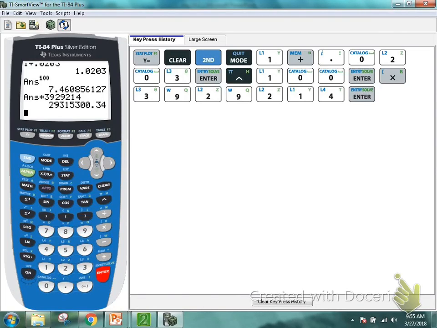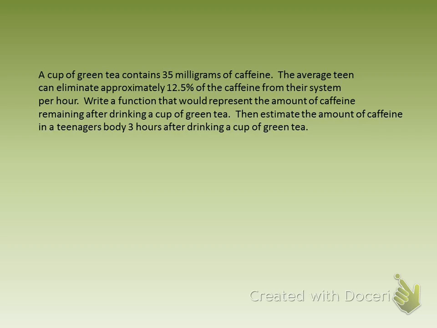Ready? What do you do with this 0.34 of a person? Round it which way? Down. Yeah, round it down. Okay? I don't want to know a third of a person's alive. I don't want deformed people. I want a whole number of people. Okay? So 29,315,300. Okay? All right, next one.